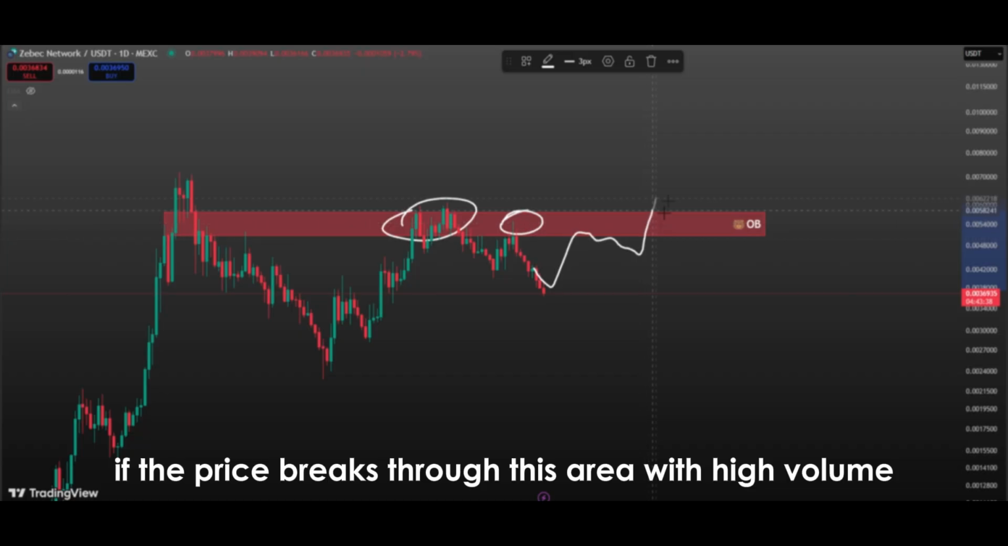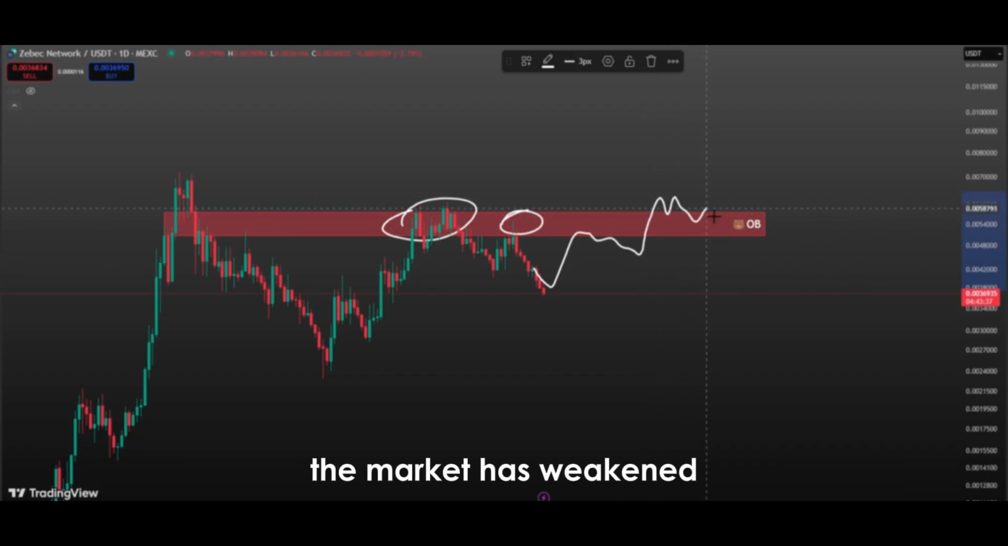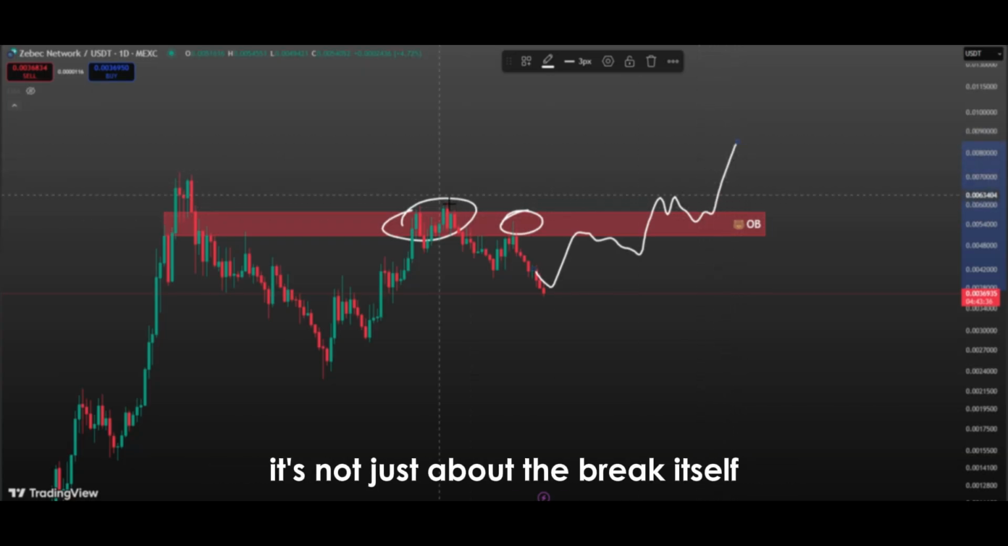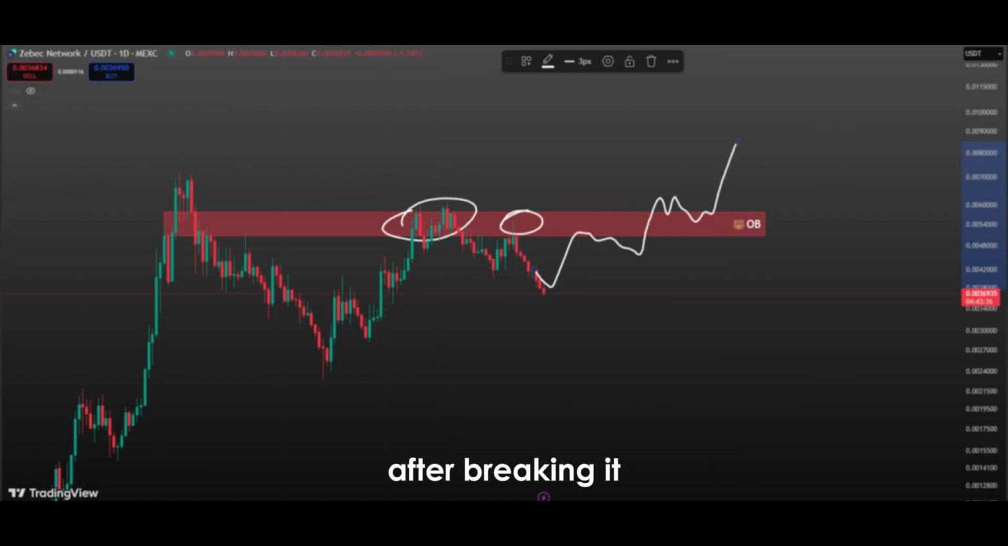However, if the price breaks through this area with high volume, it shows that the influence of sellers in the market has weakened and that buyers have taken control. Here, it's not just about the break itself. What matters is that the price can hold above this level after breaking it.